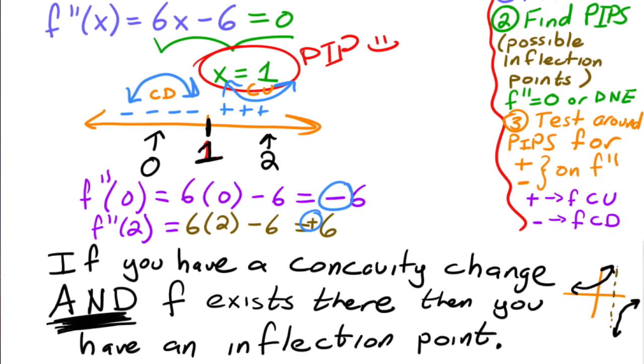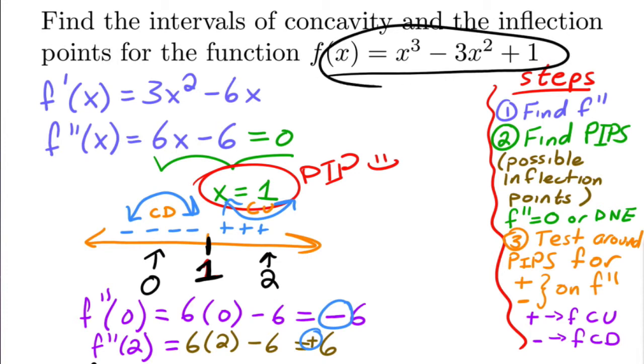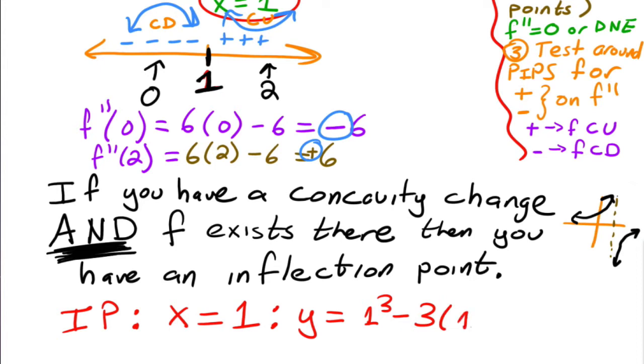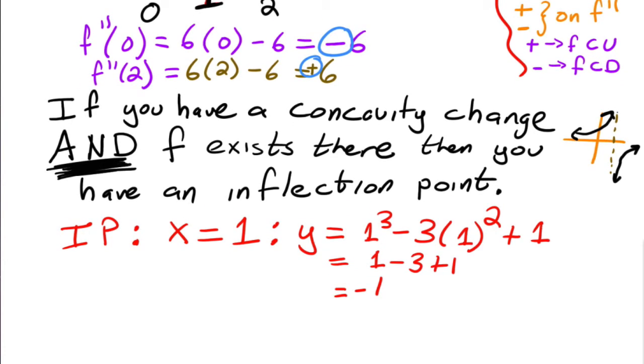Okay. So then all we need to do is check, let's plug in 1 into the function to see if it's defined. My function is x cubed minus 3x squared plus 1. So if I have an inflection point, IP, I would have it at x equals 1, and then y would equal 1 cubed minus 3 times 1 squared plus 1. So this is 1 minus 3 plus 1, which is negative 1. And so this tells me that I have an inflection point at x equals 1, y equals negative 1. That's it.